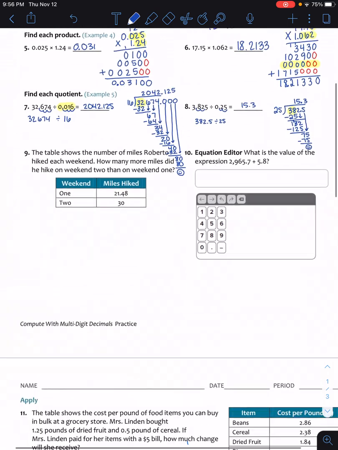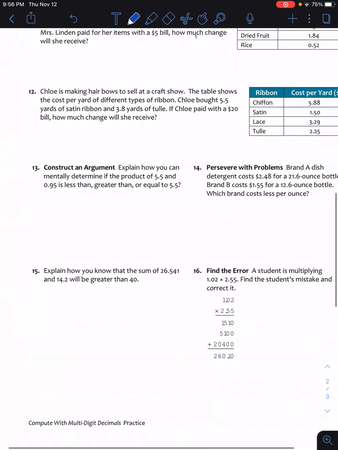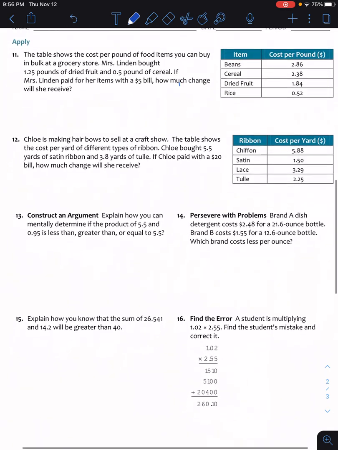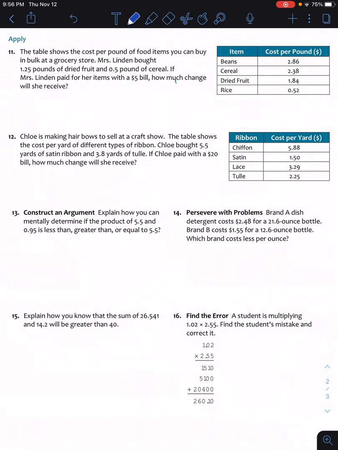Now I'm going to go on to the back side here. So page 154 is where the apply problem is. So this says the table shows the cost per pound of food items that you can buy in bulk at a grocery store. Mrs. Linden bought 1.25 pounds of dried fruit and 0.5 pounds of cereal. If Mrs. Linden paid for her items with a $5 bill, how much change will she receive?